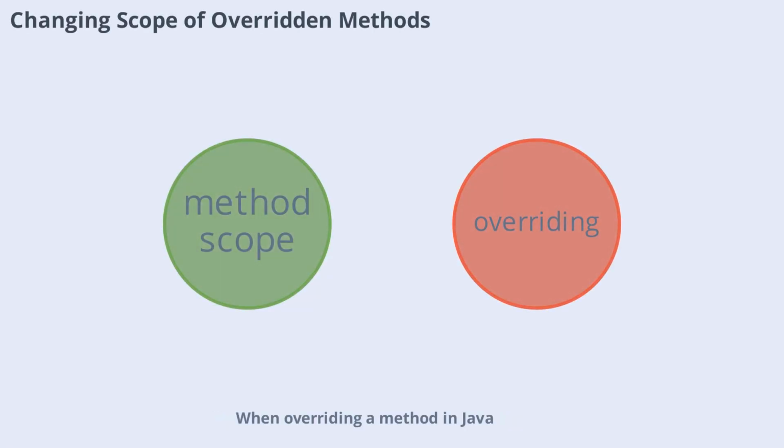When overriding a method in Java, you can widen the access scope but not narrow it. For example, if the parent method is public, the child method must also be public. If the parent method is protected, the child can be protected or public. This ensures that overridden methods remain accessible where they're expected to be.